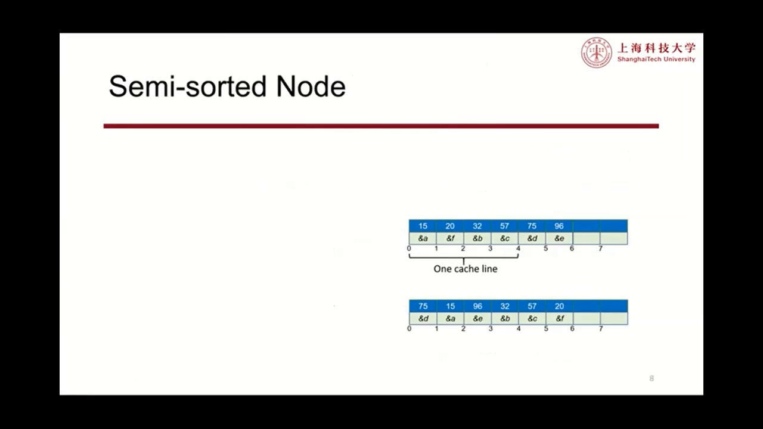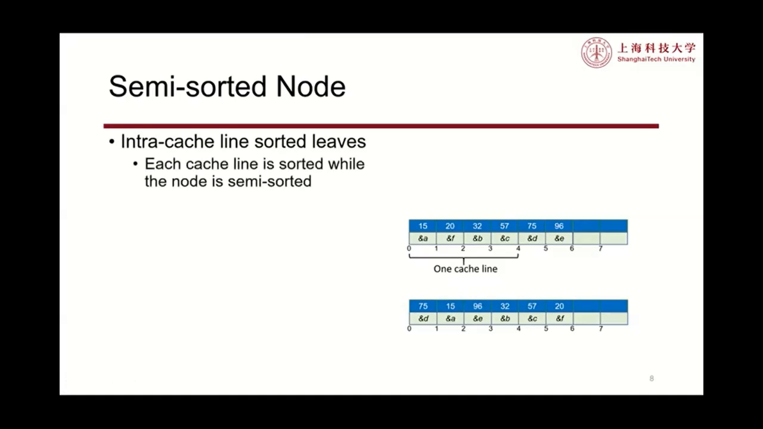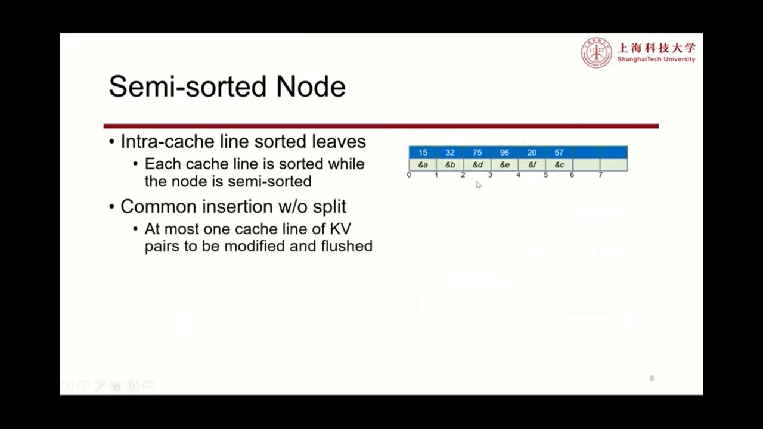Based on such observations, we developed a semi-sorted node. What does this mean? This is the fully sorted node, and we will keep each cache line sorted. However, the whole node is semi-sorted. This is an example. We can see this cache line is sorted, this cache line is sorted, but the whole node is unsorted. With these intra-cache line sorted leaf nodes, when we do a common insertion, we only need to flush at most 1 cache line of key value pairs.